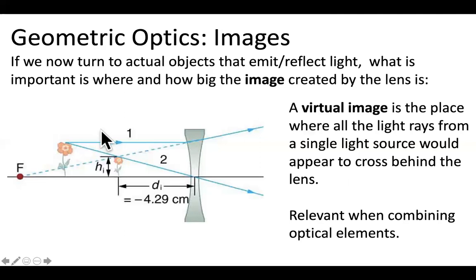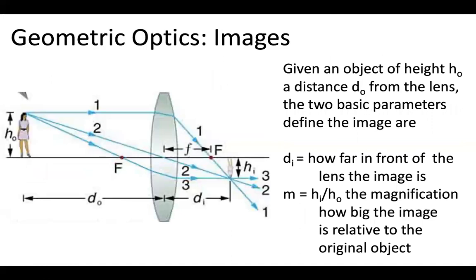elements. If we have this lens in conjunction with another lens, the second lens gets the light as if the source is here. So this is relevant for understanding how to combine optical elements. Okay? Cool. So there are a couple of key parameters we want to know about this image.